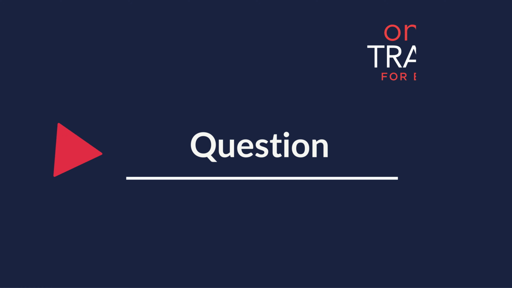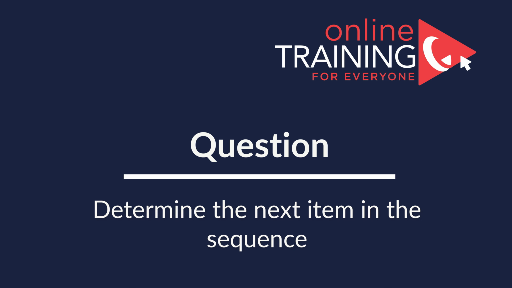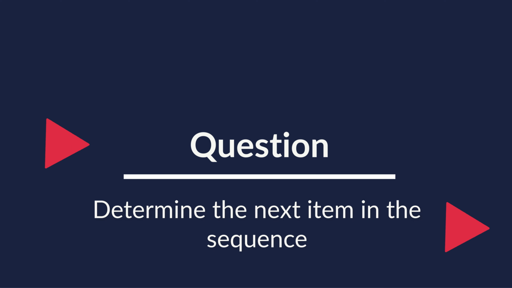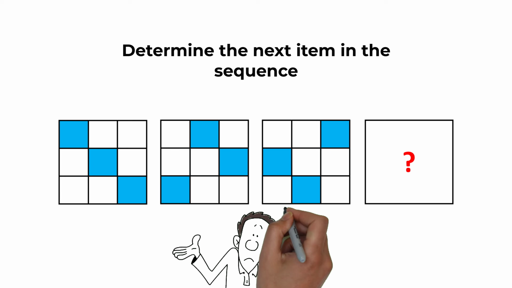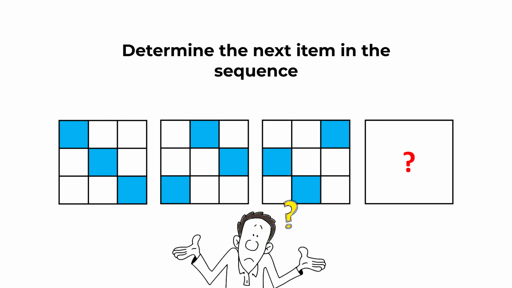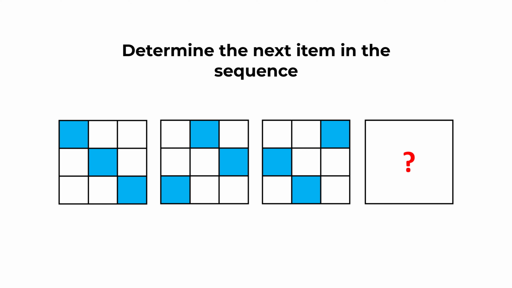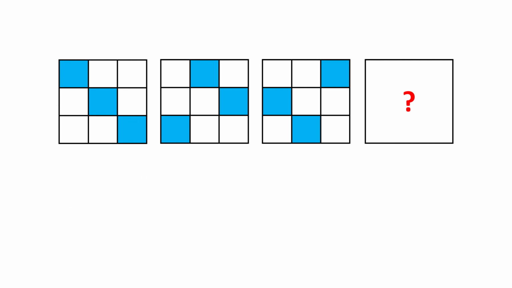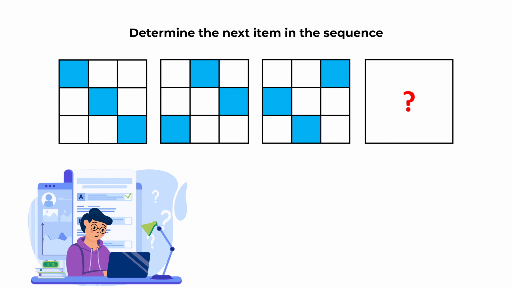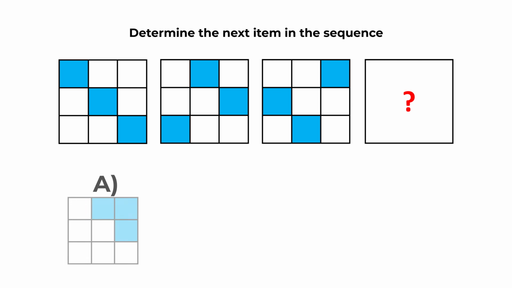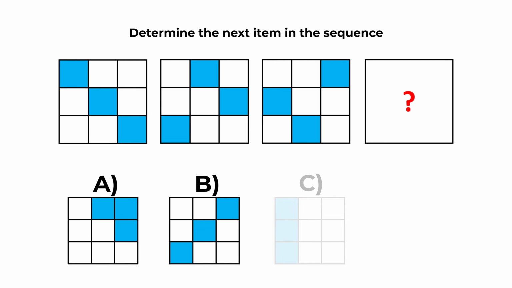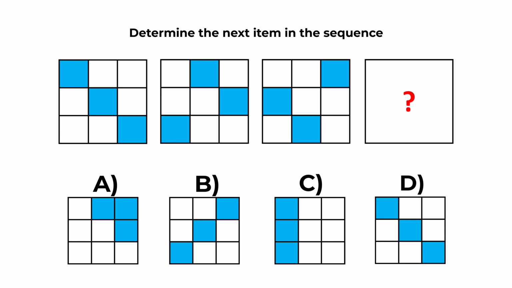Here is a very interesting problem that you might frequently get on the test. You need to determine the next item in the sequence. You're presented with the sequence of large squares. Each large square contains 9 small squares inside, and small squares are of the different color. You need to determine next item in the sequence, and you have 4 different choices. Choices A, B, C, and D. Do you see the answer?